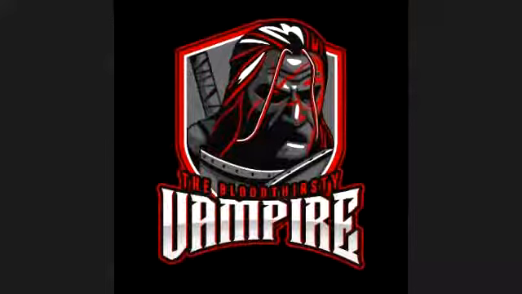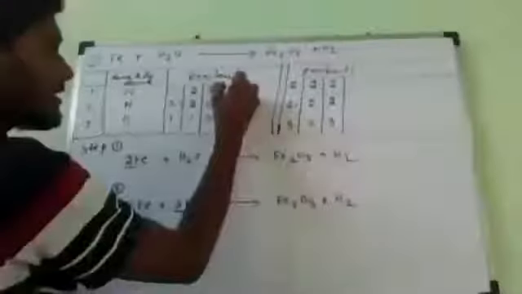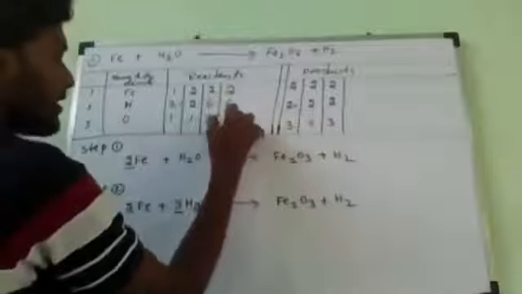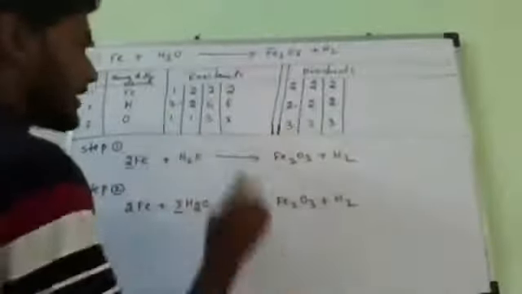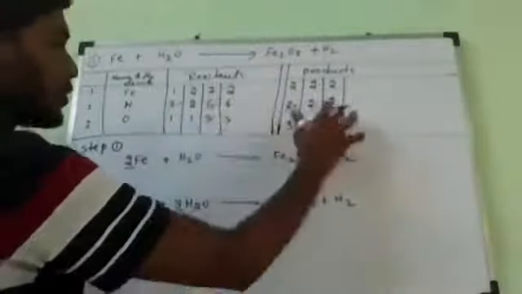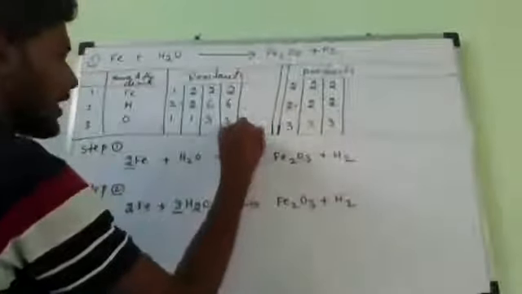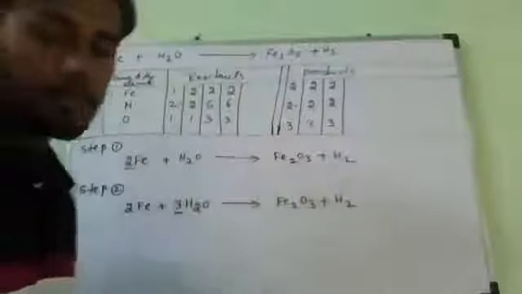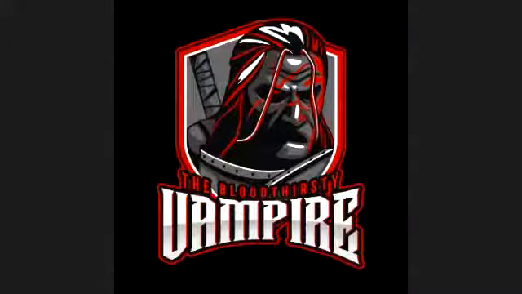Product side. Reactant side, is there any change? Reactant side, no change, so exactly the same will come. Now on the product side, hydrogens are 6 here and 2 here. To make it 6, what do we have to do? We have to multiply with 3. 3H, very good.